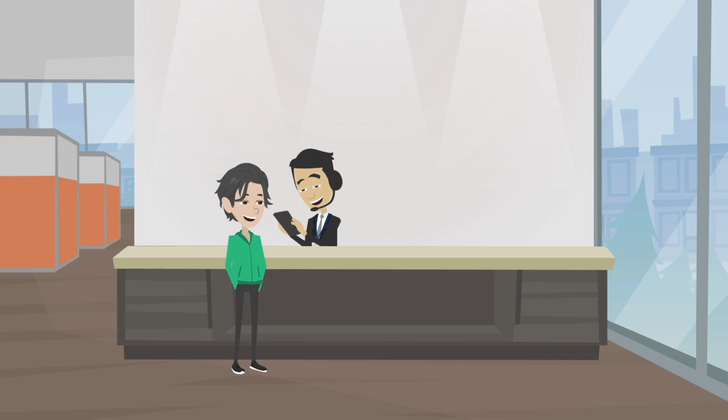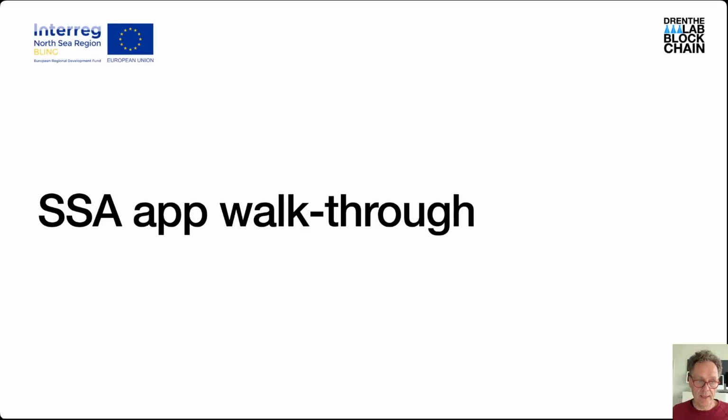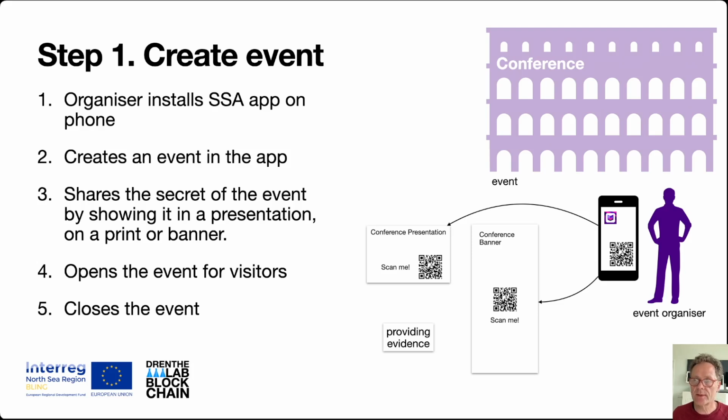Okay, let's do a short SSA app walkthrough. We'll start with the event organizer. The event organizer has the task to create an event in this app. So imagine you're organizing a conference. There are lots of people coming to this conference. What you do is install the SSA app on your phone, and in this app, you create an event.